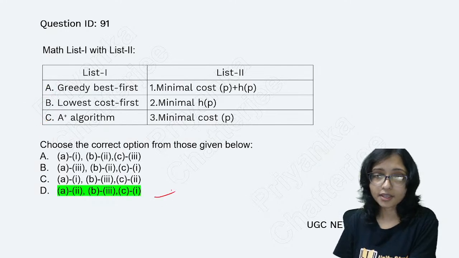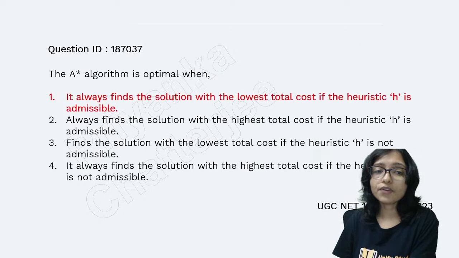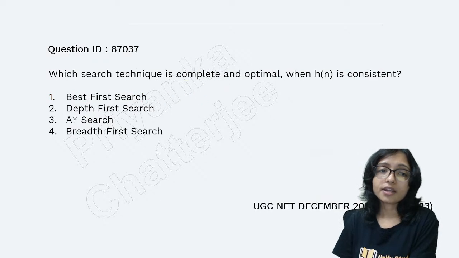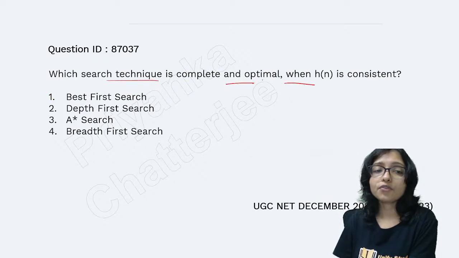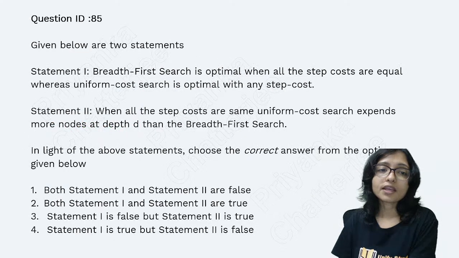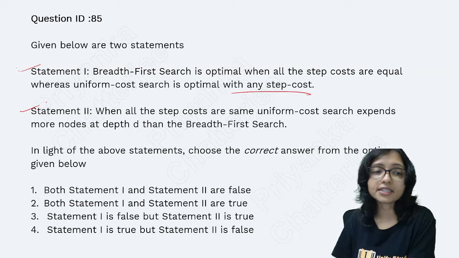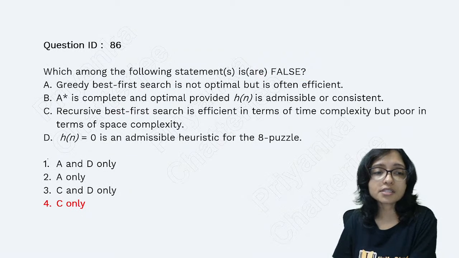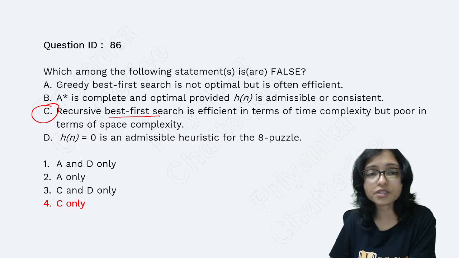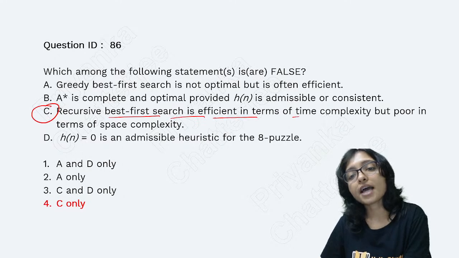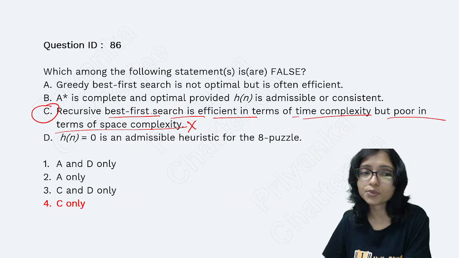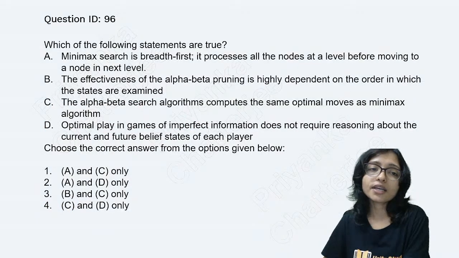This is the answer. Here A star is optimal when. This will be the answer. Alpha beta search updated everywhere. Here the technique complete and optimal for the heuristic, that is A star. Breadth first search is working on step, and this is the statement. This will be the answer. Here which one is false? This is false. Recursive best first search is efficient in terms of time complexity but poor in space complexity. That was wrong, and why it is wrong is now clear to you. I hope so. Right? This is now clear to you.